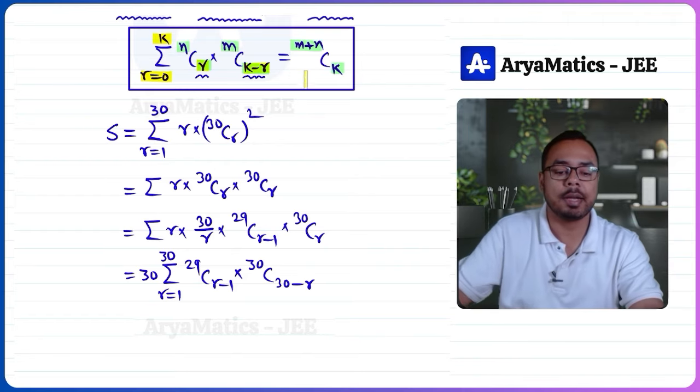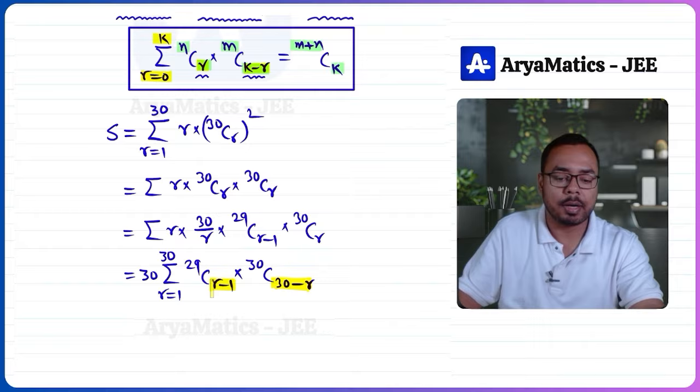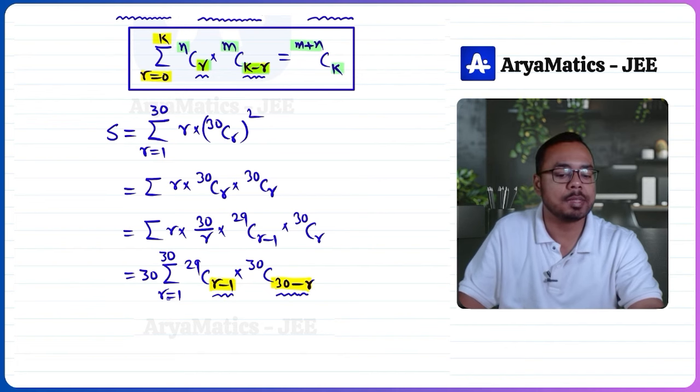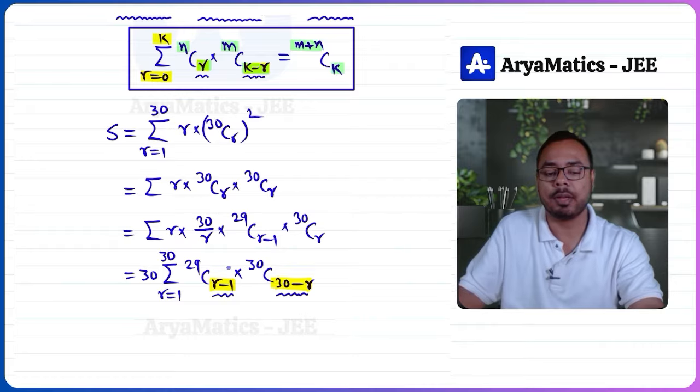Now here you can see that if I add these two lower terms, r minus 1 plus 30 minus r, you can get rid of r. So the sum of these two will become constant. And you can see that if I start with r equals 0, then this series will start with 29C0, 29C1, all the way up to 29C29. So it will cover all the terms.